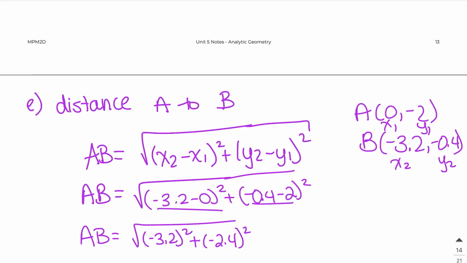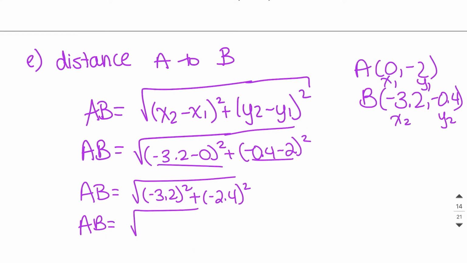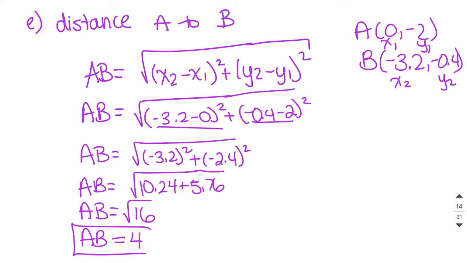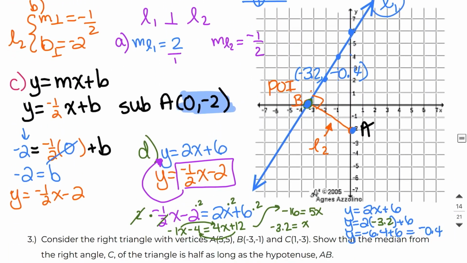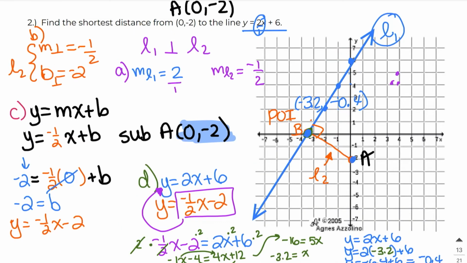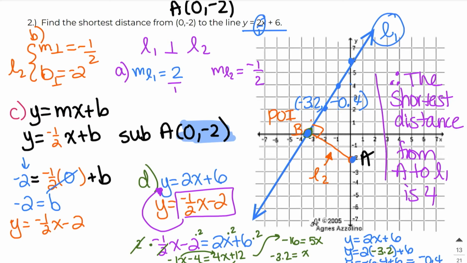I'm going to go ahead and calculate what these values are. So here I end up getting 10.24, and then 2.4 squared is 5.76. I'm going to go ahead and add those two values together. And I get the square root of 16. Oh, look at that. Turns out to be a nice, even, pretty number. So the length, the shortest distance, let's go back up here. The shortest distance between this line and this point is going to be 4. Okay? So the shortest distance from A to L1 is 4.